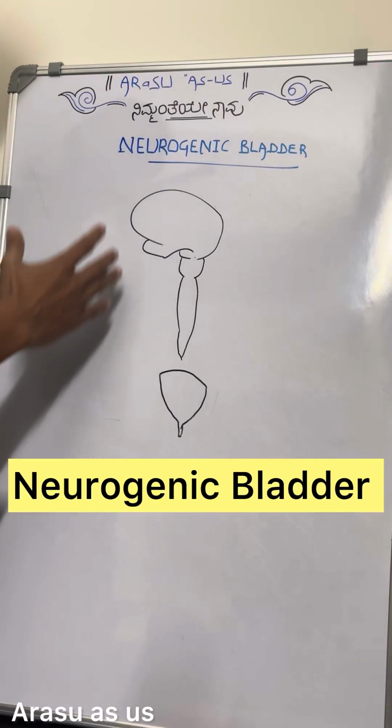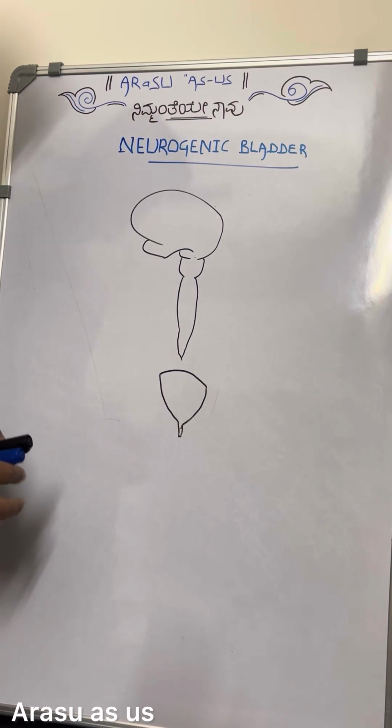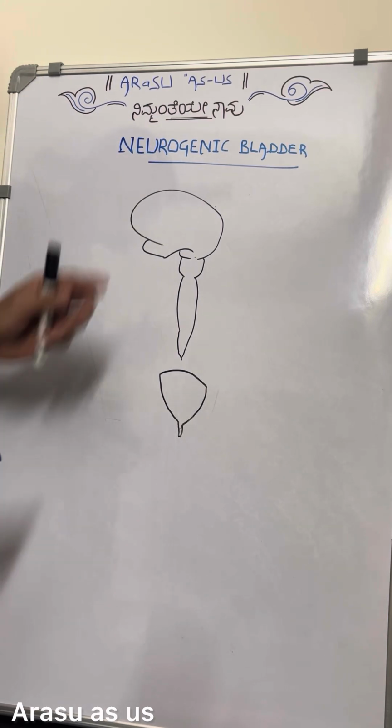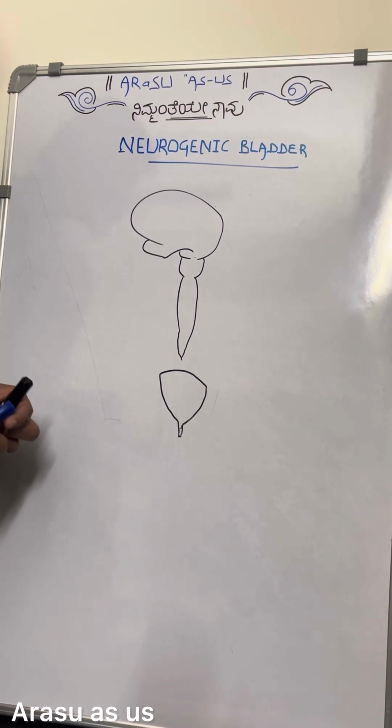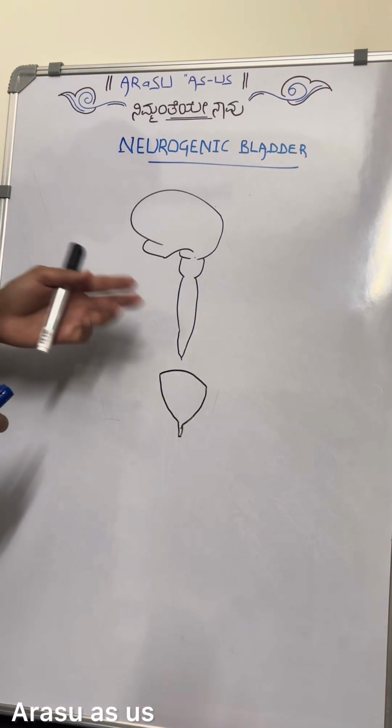Hello everyone. Today we will discuss a neurological topic called neurogenic bladder. First, if we want to understand this topic, we have to know that there are mainly three centers which are related to the function of urination or micturition.